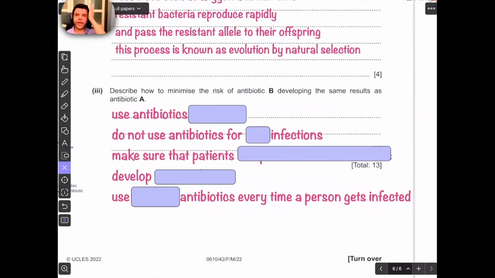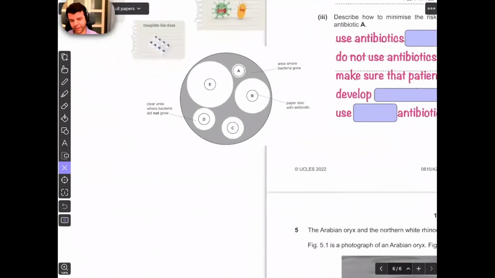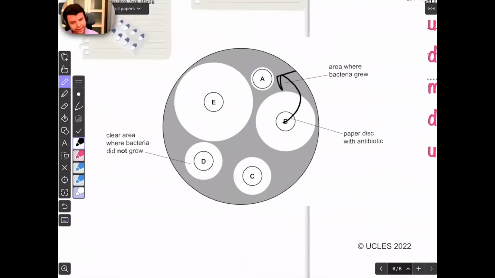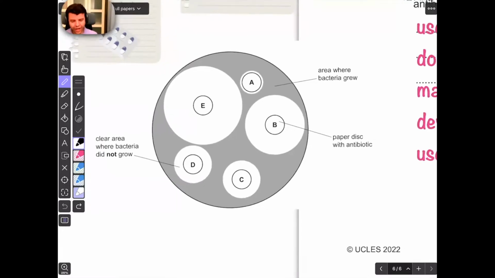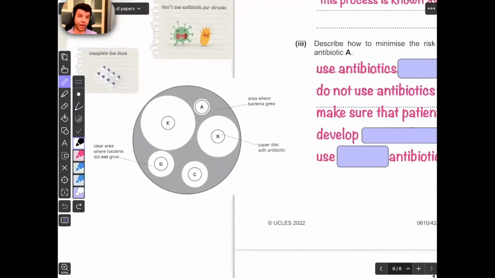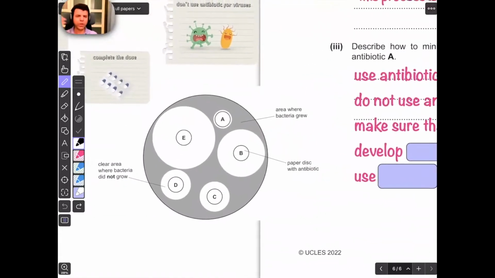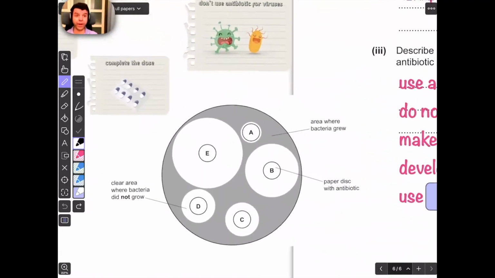So it says here, how to minimize the risk of antibiotic B from becoming useless. So many of the antibiotics that we used to take in the past have become useless. Why would an antibiotic with time become non-effective? Because bacteria develop mutations against those antibiotics. So how do we prevent this from happening? What are the ways that we can keep antibiotics effective?